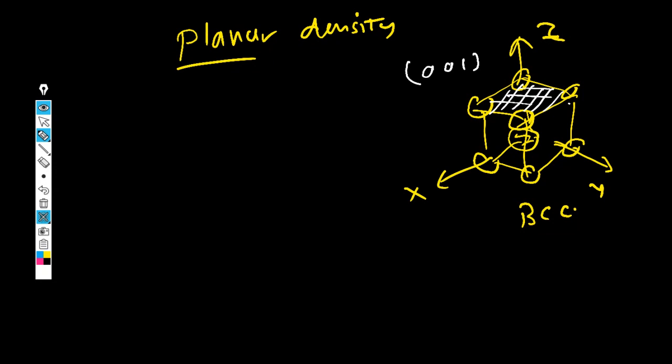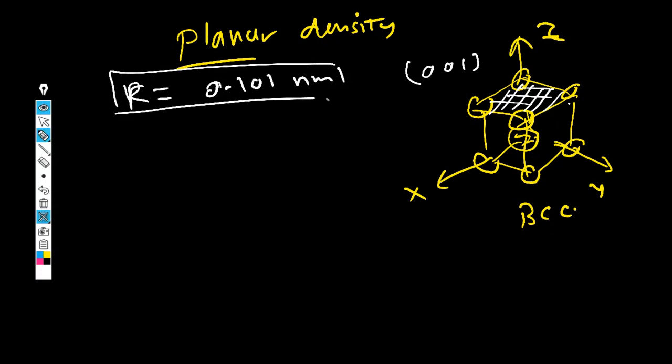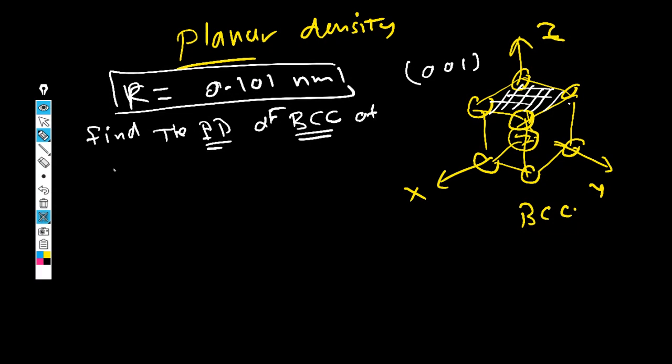If I'm asking you, find, if this is the radius, for example, I give you the radius of the atom, 0.101 nanometer. Okay, guys? I give you one example right now, and we'll solve it together. I'm asking you, find the planar density PD of the body-centered cubic structure. If I mentioned the crystal structure of the plane, only 0, 0, 1. So the first thing, I will take the plane out. I take this plane. It is a square, right, guys?